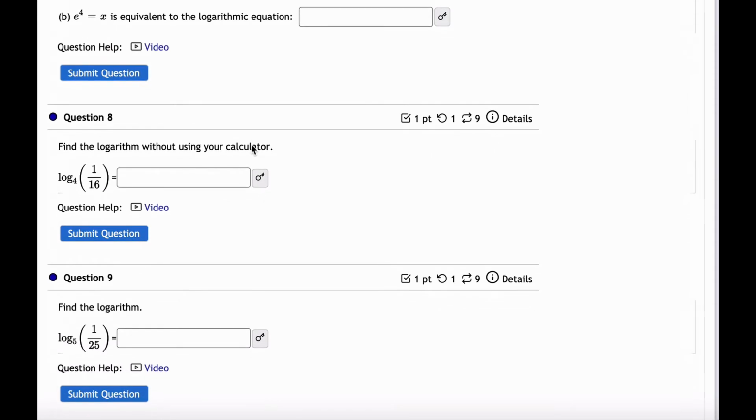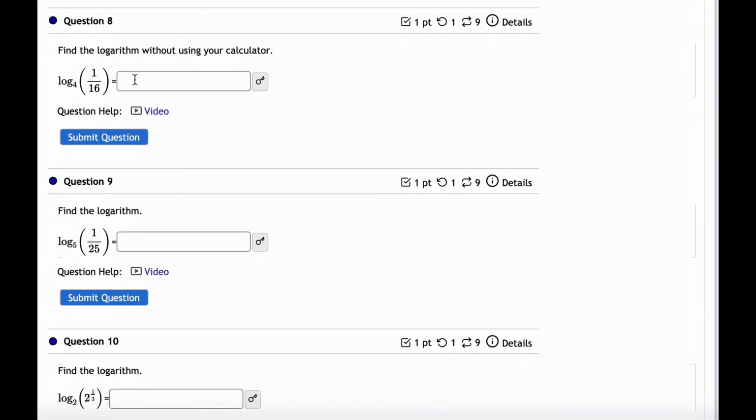And then for the majority of the remaining questions, all you're doing is evaluating some log. So the log base 4 of 1/16, what's that equal to? You could solve this 2 different ways. One way would be to set it equal to x, and then to rewrite that logarithmic equation as an exponential equation. But ideally, you'd be able to look at this and just tell what the answer is.